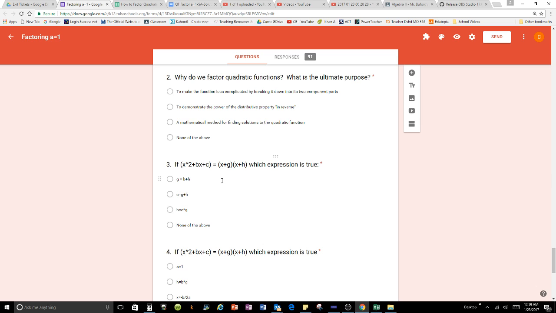All right, and here we have our quadratic function x squared plus bx plus c equals the product of x plus g times x plus h, and it says which expression is true. And we know from working in this case, when a is equal to 1, what must be true from our notes is that c must equal g times h, or b must equal g plus h.